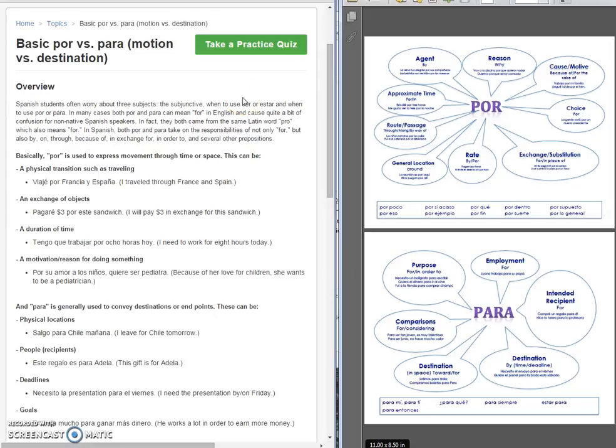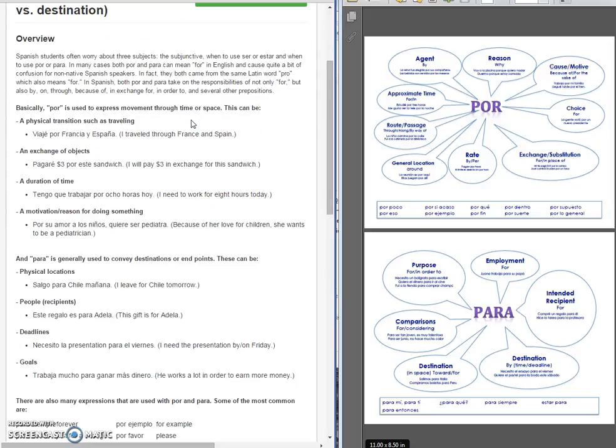Okay, so we're going to review por versus para here. So I like this. Por is used to express movement through time or space, and this can be a physical transaction, such as I'm traveling through France and Spain, or it can be the movement as an exchange of money, right? Like I'm moving this money from this place to this because I'm paying you for this sandwich or something. It can also be the duration of time.